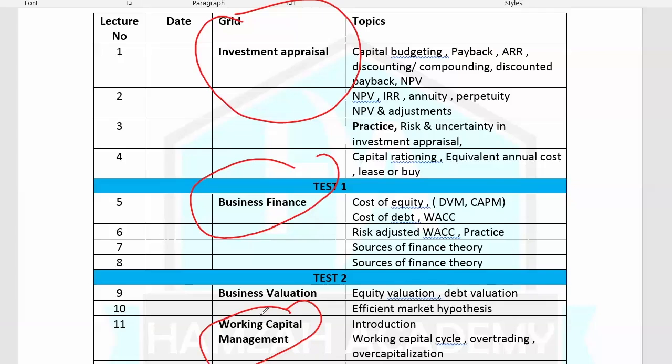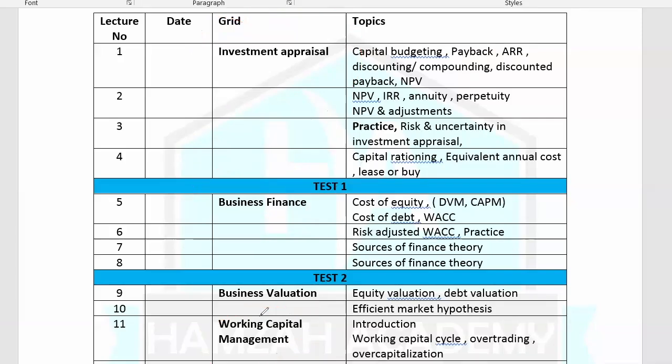The area of business valuation, the area of risk management, and the independent areas about financial markets and the macroeconomic environment usually will be tested in section A and section B. But in section C, you will be tested on investment appraisal, business finance, and working capital management.